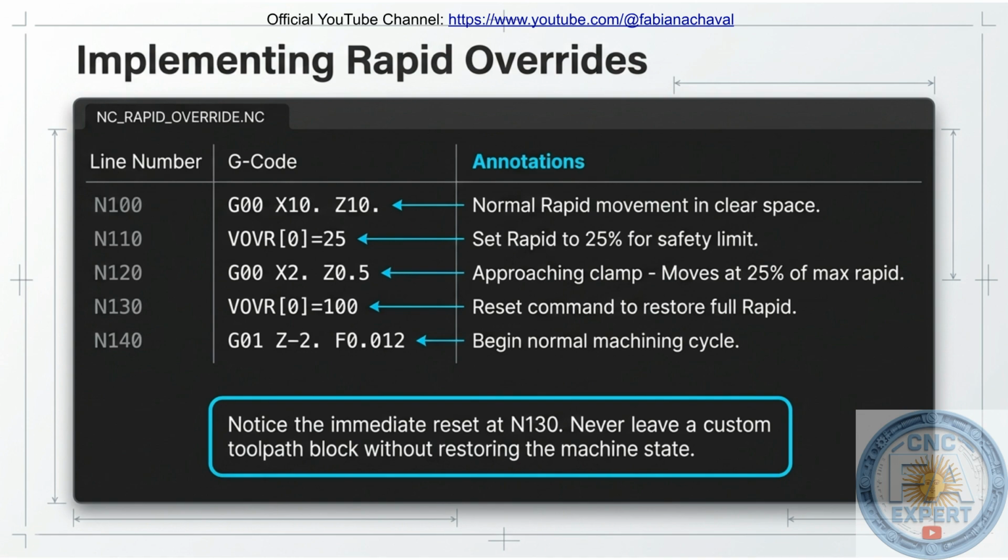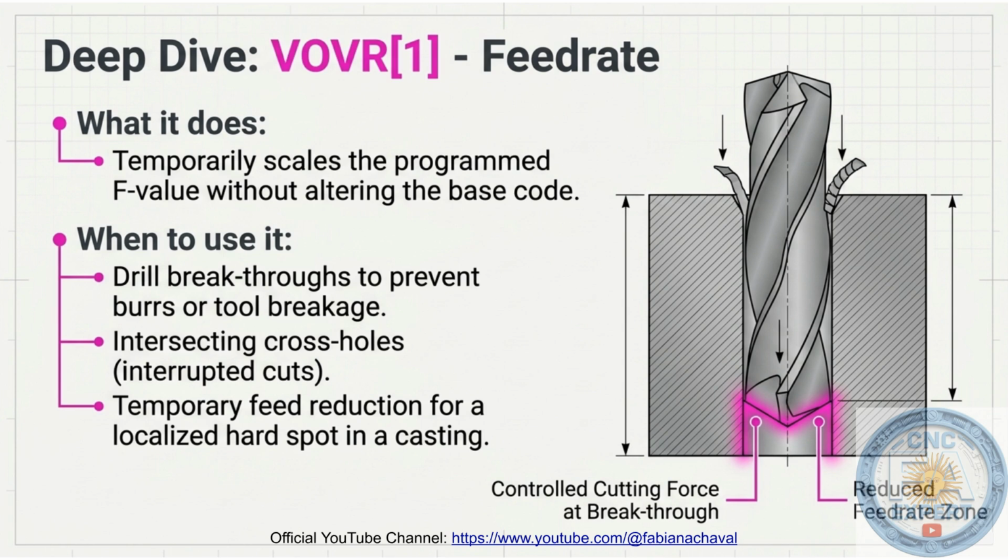Take a look at this G-code. At line N110, we set VOVR0 equals 25 to limit the rapid speed to 25% as we approach a clamp at N120. Crucially, at N130, we use VOVR0 equals 100 to restore full speed. Never leave a custom toolpath block without restoring the machine state.